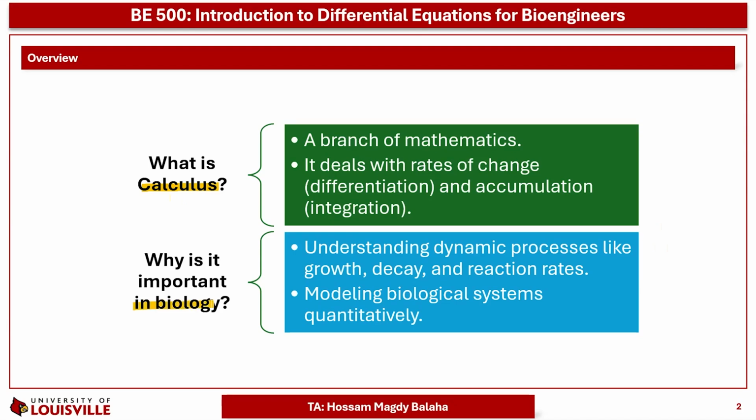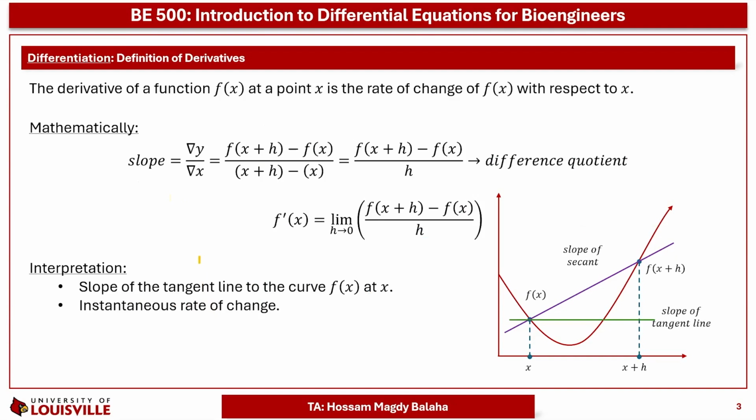In biology, calculus is used to model and analyze processes that evolve over time. For example, in enzyme kinetics, calculus helps us understand how reaction rates depend on substrate concentration. Similarly, in pharmacokinetics, calculus enables us to predict how much of a drug remains in the bloodstream after a certain point or a certain period. By learning these mathematical tools, you will gain the ability to describe and predict biological phenomena with precision. So let's start with differentiation.